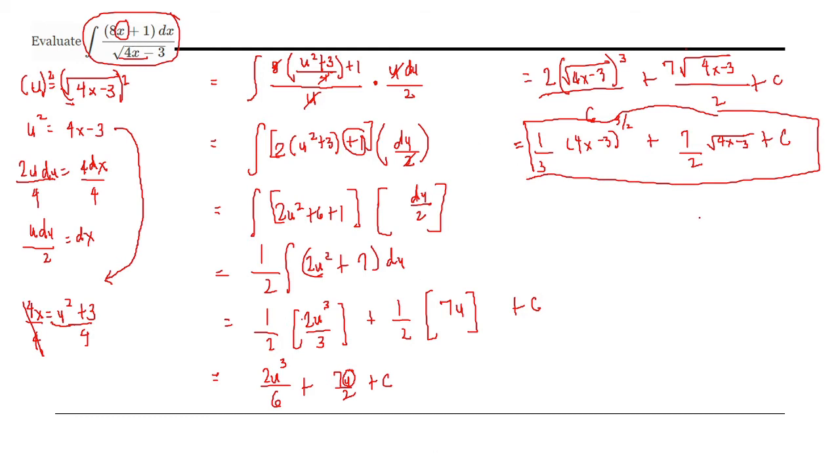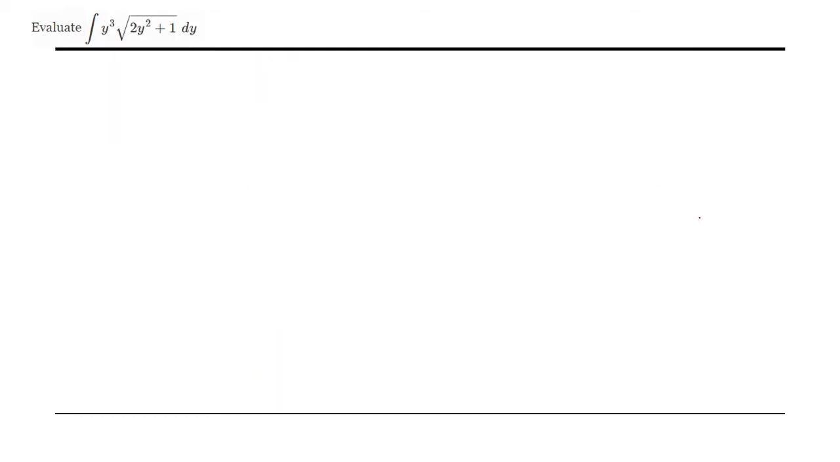All right, let's try equation number 2. Evaluate the integral of y cubed times the square root of 2y squared plus 1 dy. First step, we are going to let u be the radical. So therefore, u is the square root of 2y squared plus 1. u squared is 2y squared plus 1. So 2y squared is equal to u squared minus 1.